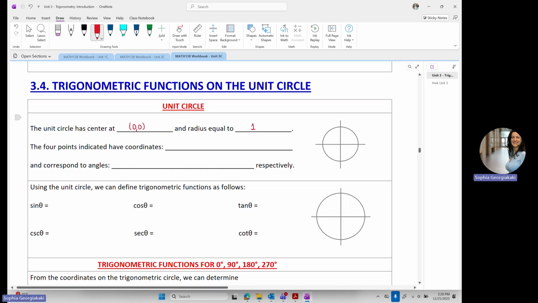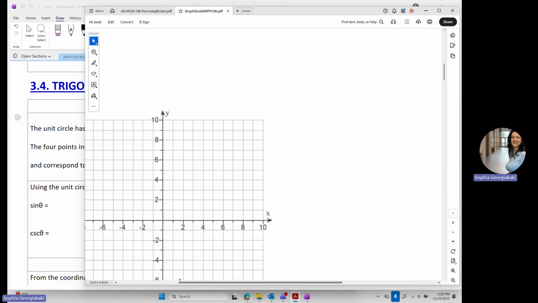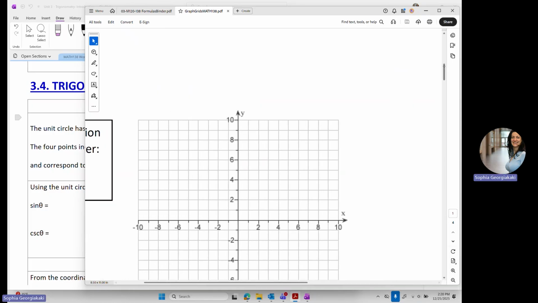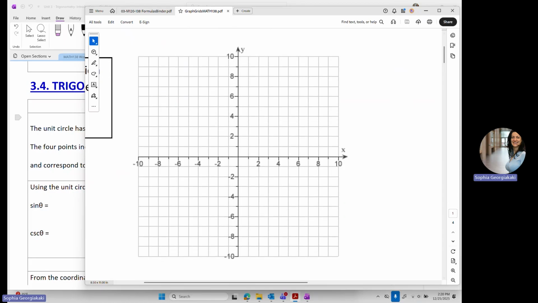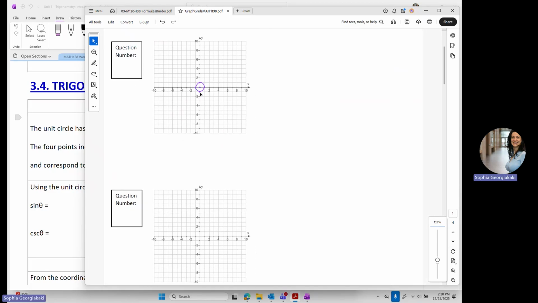So if I look at a graphing grid, a common one that we use for our tests. There we are. I have zoomed in enough. So the center here is at the origin, and then the radius is equal to 1. So I'm going to go 1 unit to the right, 1 unit up, 1 unit to the left, and 1 unit down. And this will be the graph of the unit circle. And of course, when we are in a regular view, the unit circle is really small.